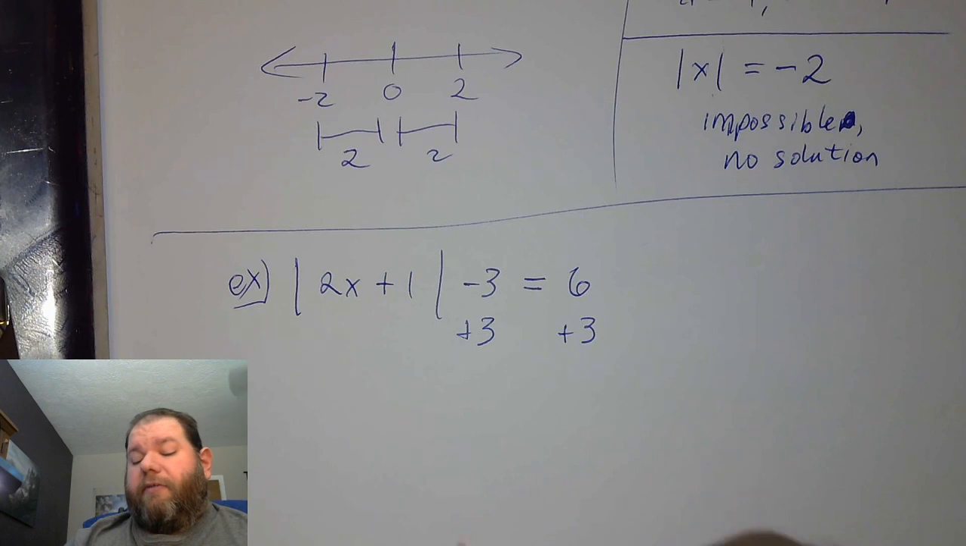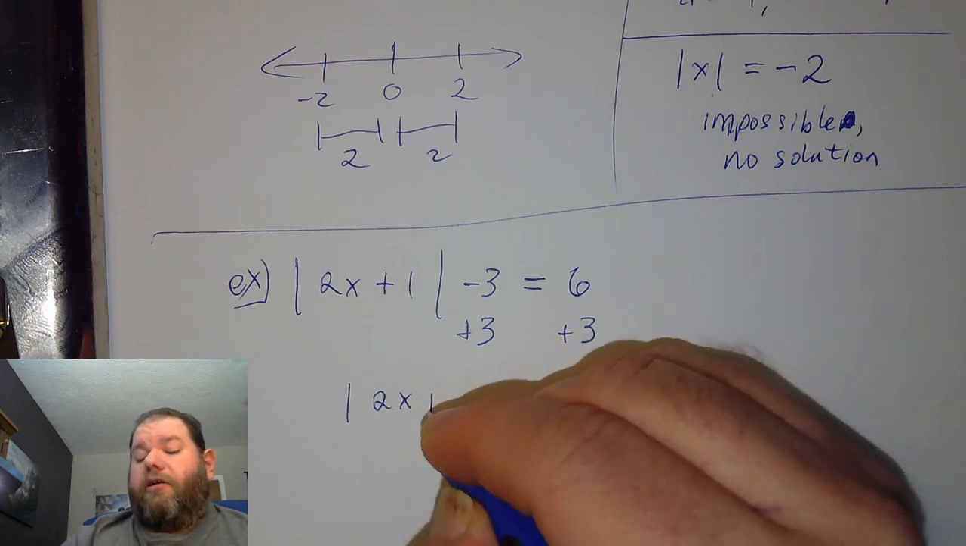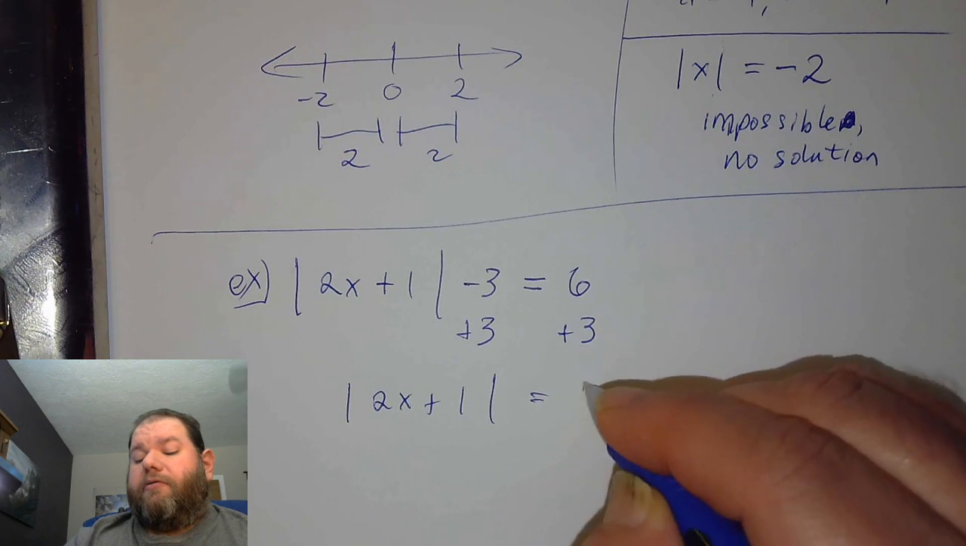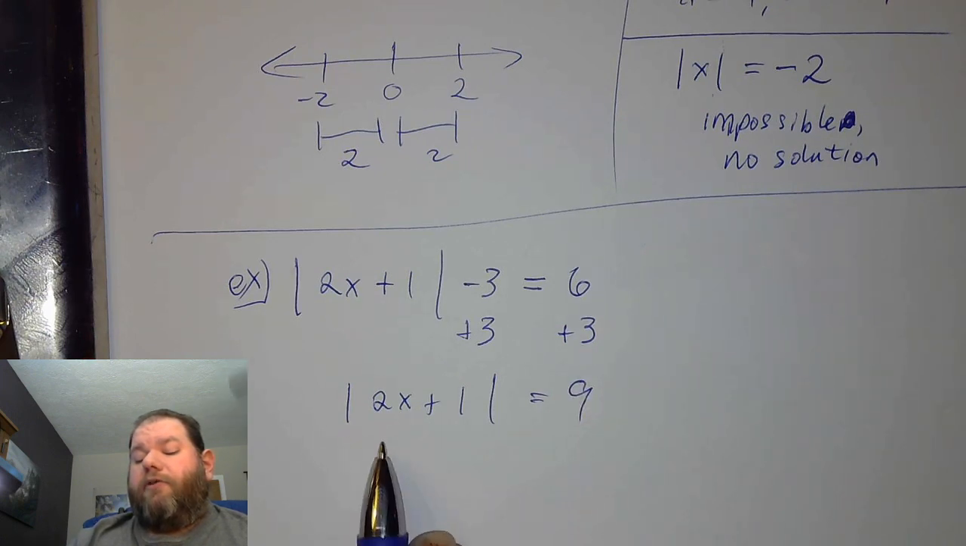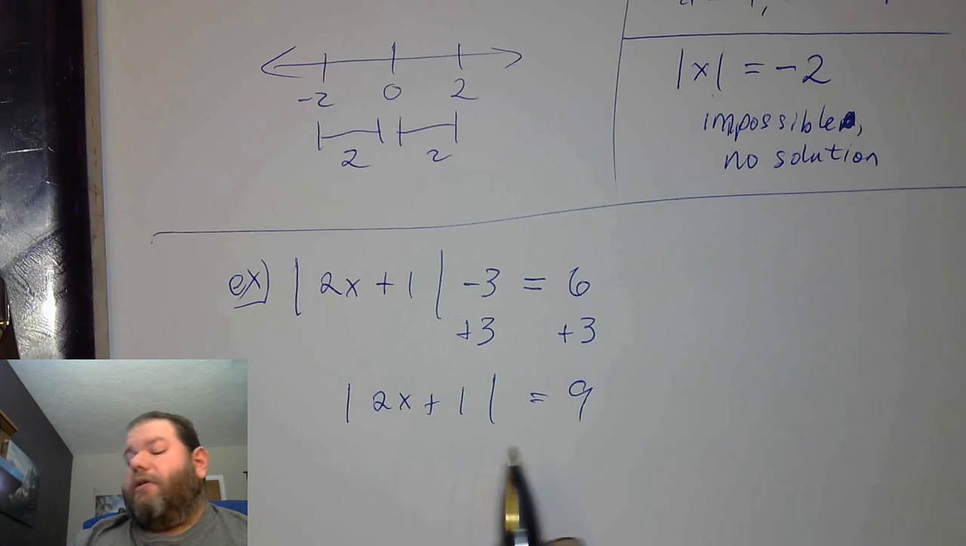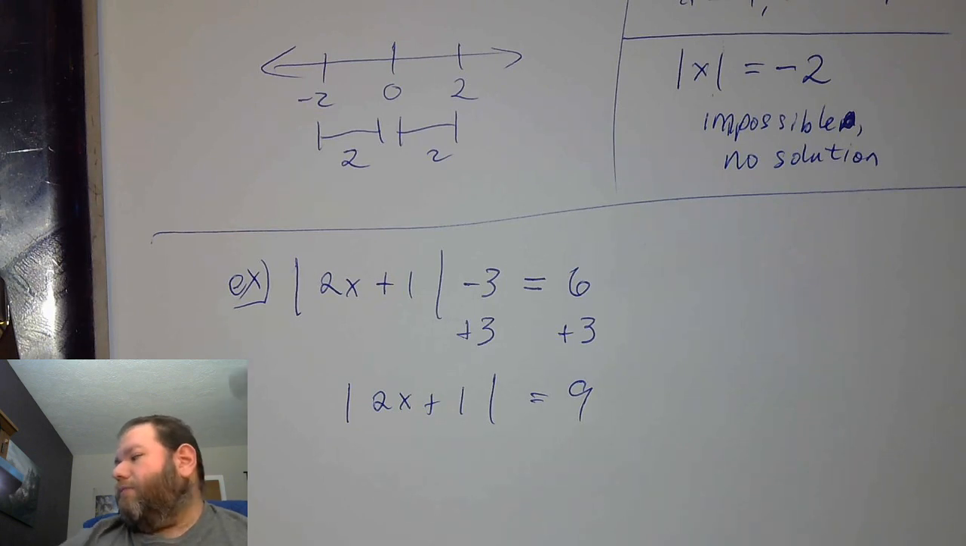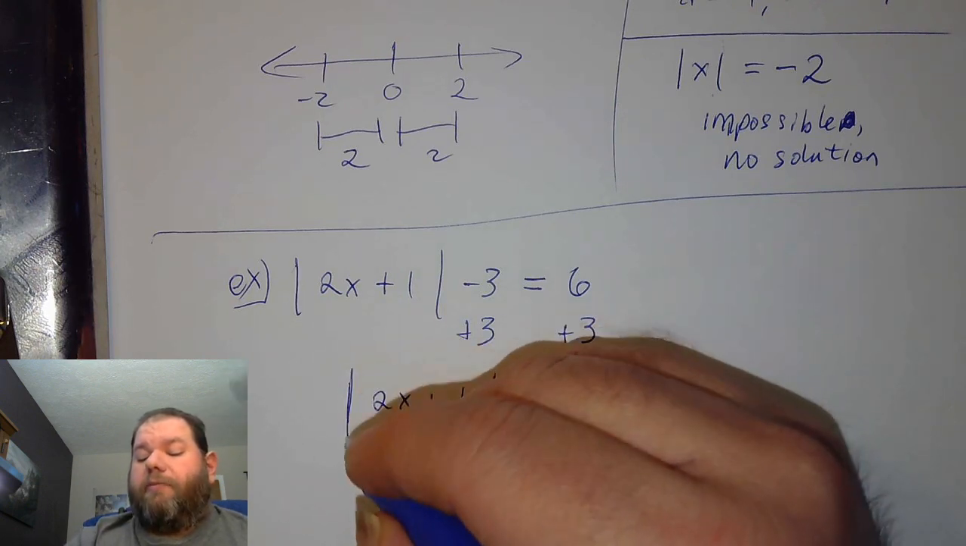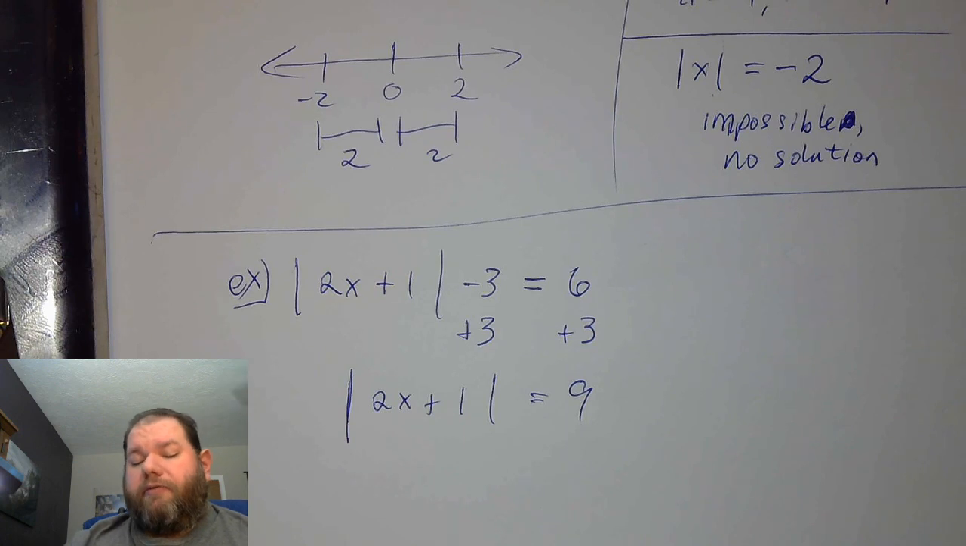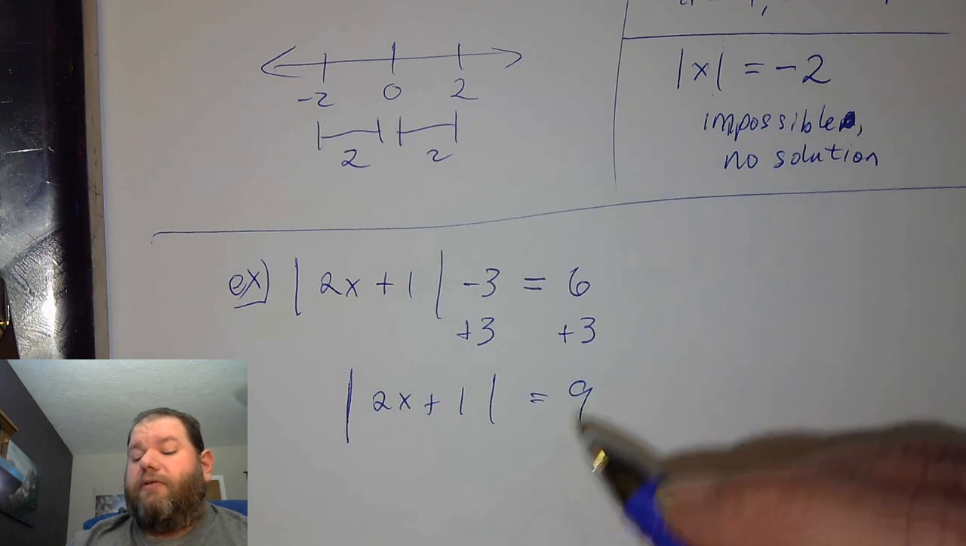So we want to get the absolute value by itself first before we break it up into 2 equations from there. So the absolute value of 2x plus 1 is equal to 9. Now, we've gotten to this point. So we have our absolute value on one side by itself, equal to 9 on the right. Now we need to split this up into 2 equations.